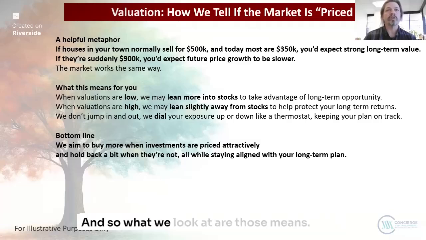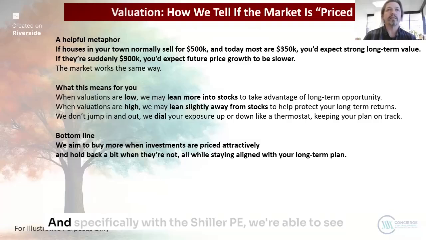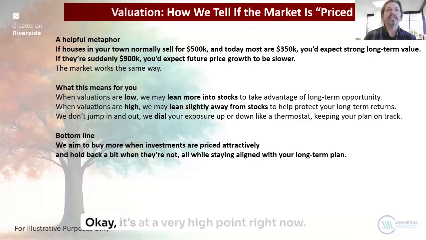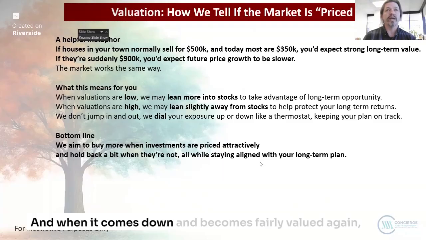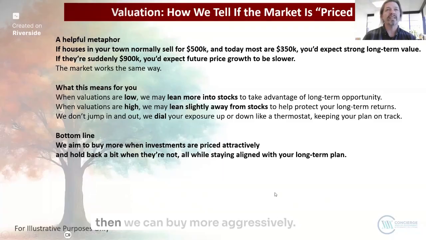So what we look at are those means. Specifically with the Shiller PE, we're able to see it's at a very high point right now. We don't want to be buying a lot. We want to keep our exposure low. And when it comes down and becomes fairly valued again, then we can buy more aggressively.